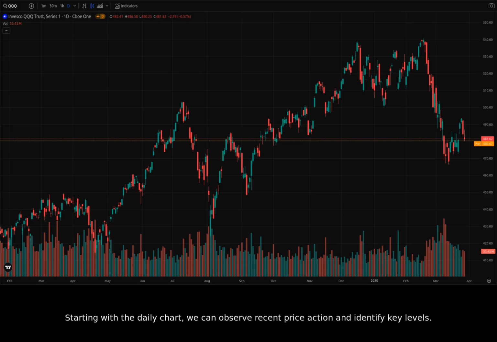Starting with the daily chart, we can observe recent price action and identify key levels. Zooming out, we can see a long period of uptrend followed by a recent consolidation. Let's narrow the view to look closer at the most recent candles. We can see recent choppiness and indecision based on how the candles are shaped.